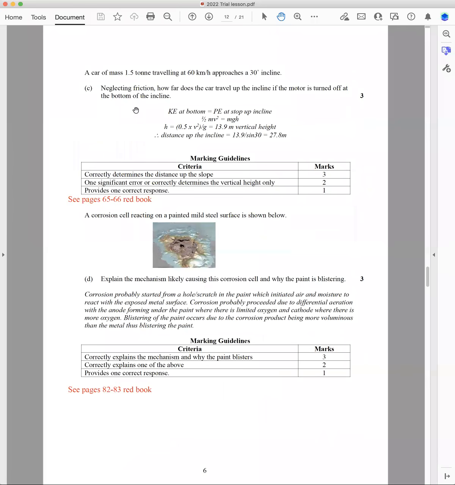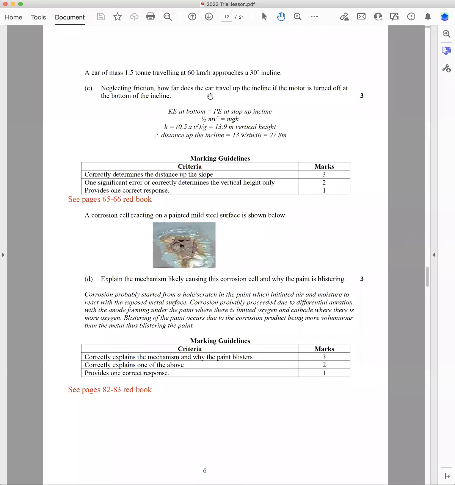A car of mass 1.5 tons traveling 60 kilometers an hour approaches a 30-degree incline. Neglecting friction, how far does the car travel up the incline if the motor is turned off at the bottom of the incline? Well, the kinetic energy at the bottom has to equal the potential energy at the top. So half mv squared equals mgh, and you get a vertical height of 13.9.